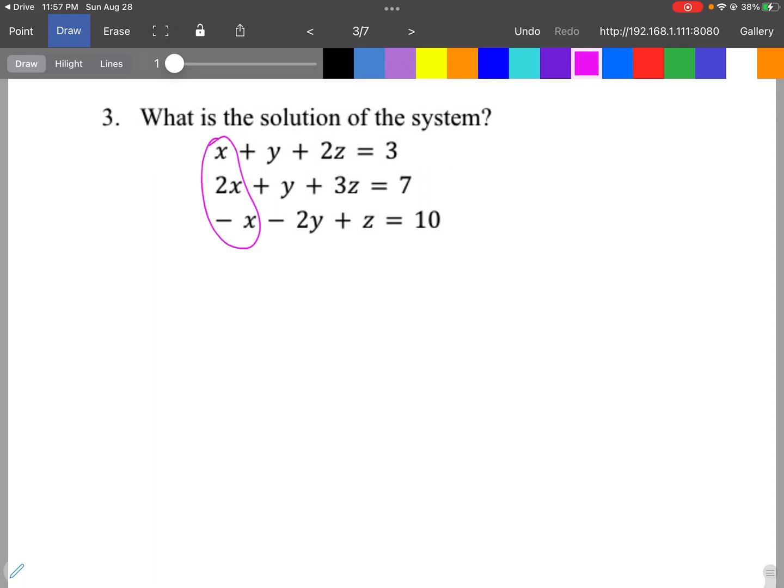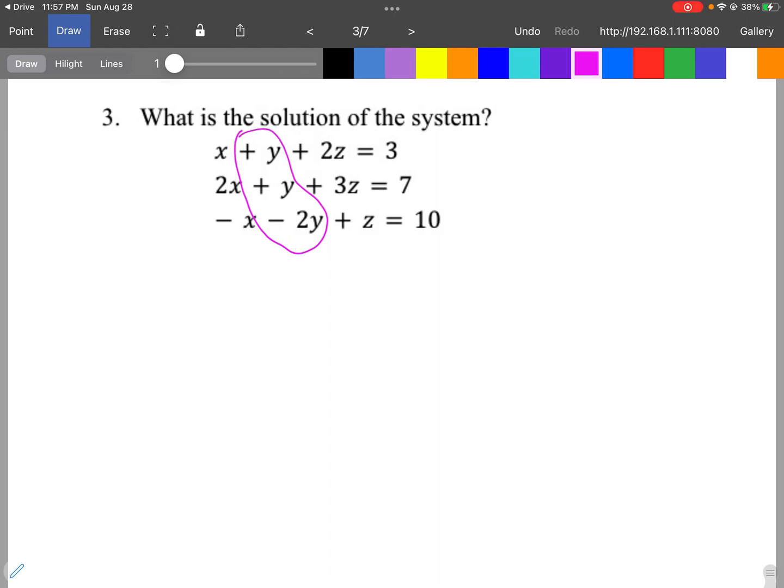So if I look at the x's, those really aren't too bad. I've got the positive x and the negative x, those will cancel just the way they are. Or I could take this 2x and then multiply this by 2 to get a negative 2x. That would cancel. That sounds pretty easy, but let's see if there's anything easier.